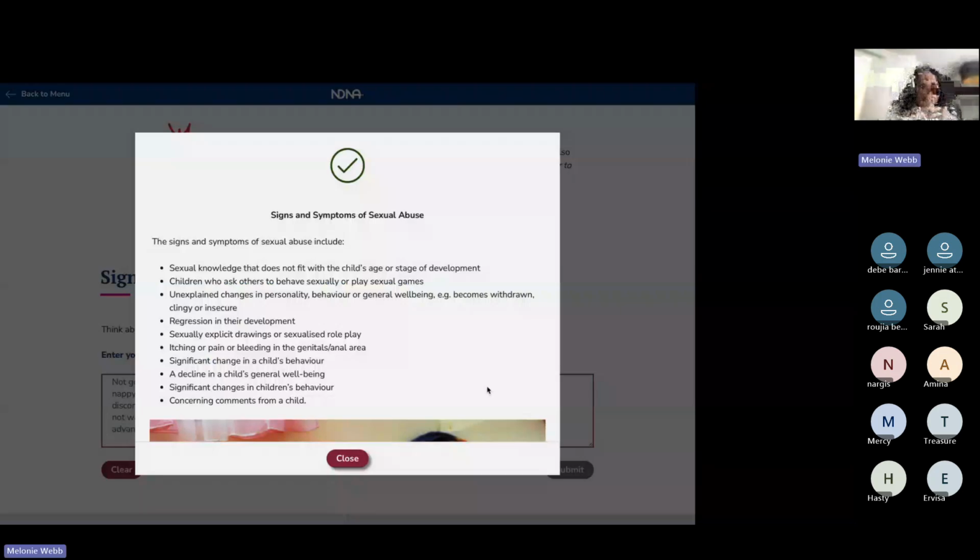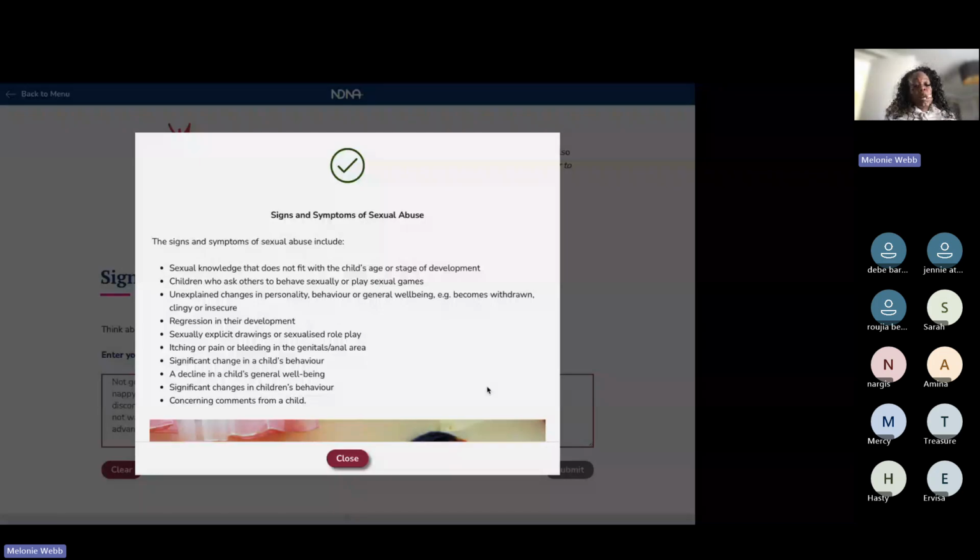Yep, so the signs and symptoms of sexual abuse include sexual knowledge that does not fit with the child's age or stage of development, as Treasure said. Children who ask others to behave sexually or play sexual games. Unexplained changes in personality, behaviour or well-being. Regression in their development. Sexually explicit drawings or sexualised role play. Itching or pain or bleeding. Significant change in their behaviour.